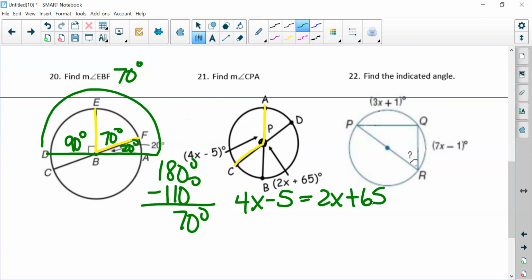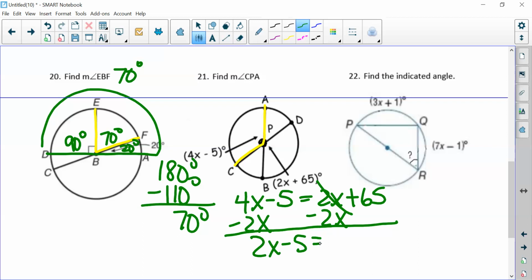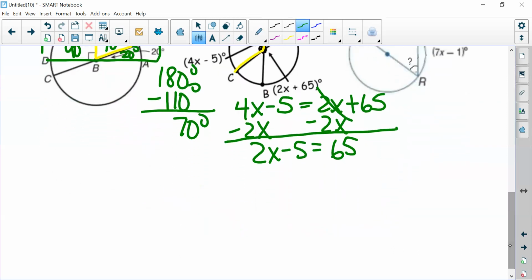We got to combine like terms, because remember, we can't have variables on both sides when we're trying to solve. Remember, when we're trying to solve an equation, our objective is to isolate the variable. So you have 2X minus 5 is equal to 65, okay? Remember, we're solving for X. We want to do everything that we can to isolate the variable. Right now, 2X is being subtracted by 5. So to undo that, we have to add 5 to both sides, okay?